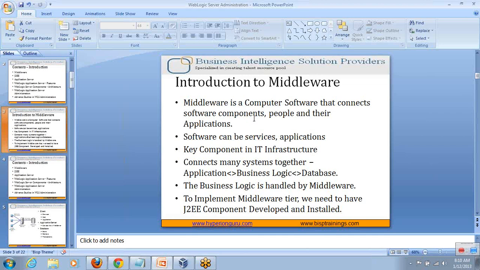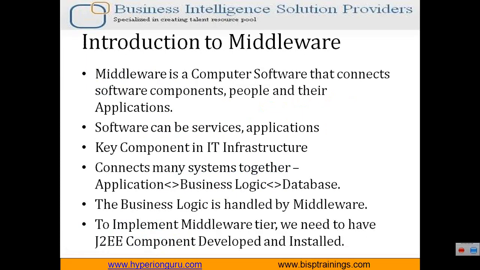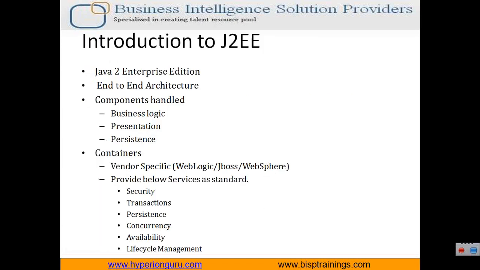Let me just maximize the screen. Yeah. So middleware is comprised of J2EE technology. The J2EE technology has an end-to-end architecture. It has all kinds of technologies like JSP, servlets, including all those things. Even JTA, JNDI, all those different technologies will be there.